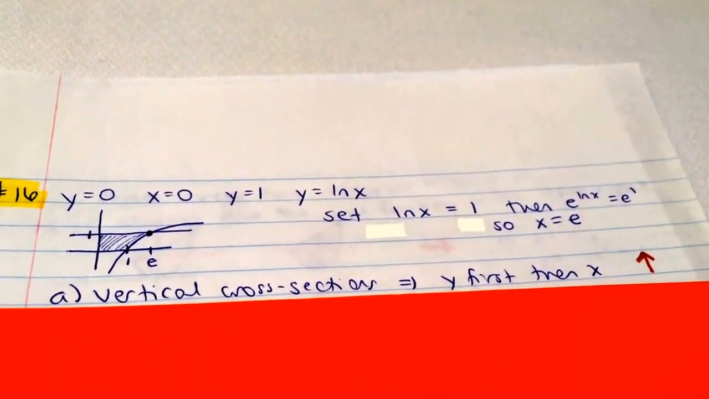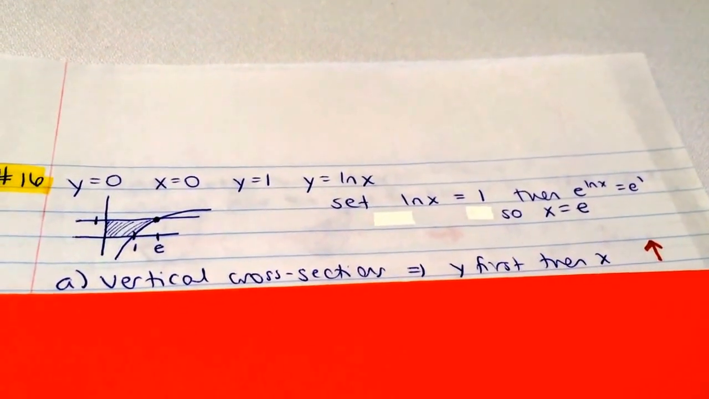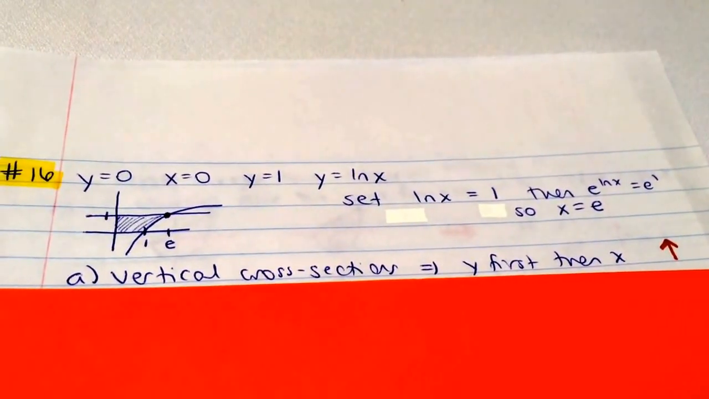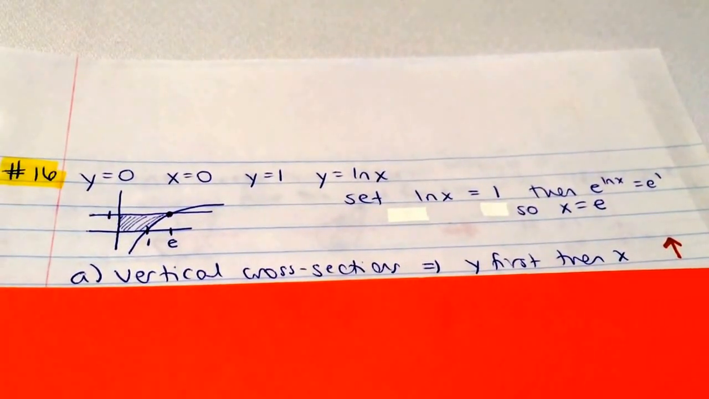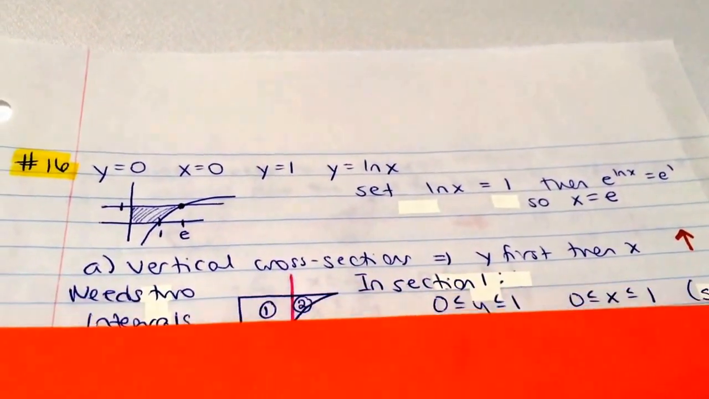Okay, vertical cross sections, that's with the arrow. I didn't keep drawing the arrows in the picture because I didn't want to have to keep drawing the pictures twice, so I just drew the arrows out to the side. That's when the arrow goes this way. But notice here's a problem.